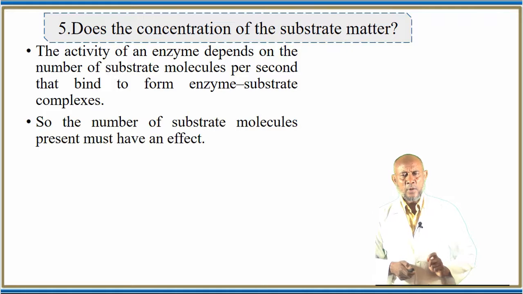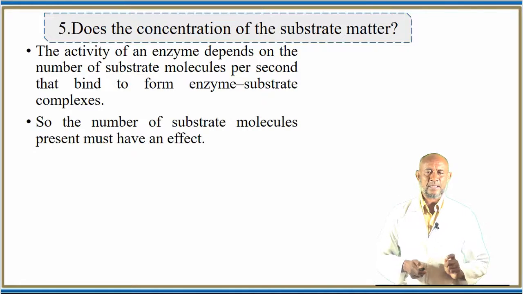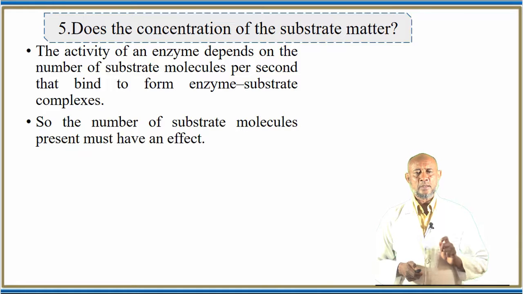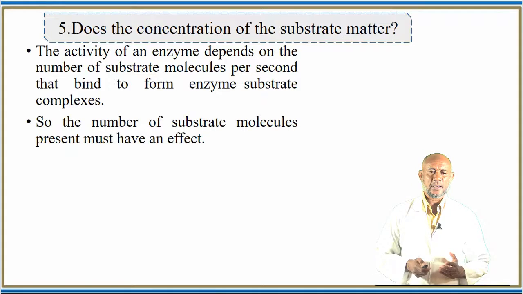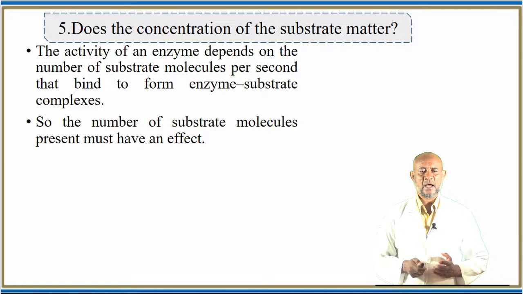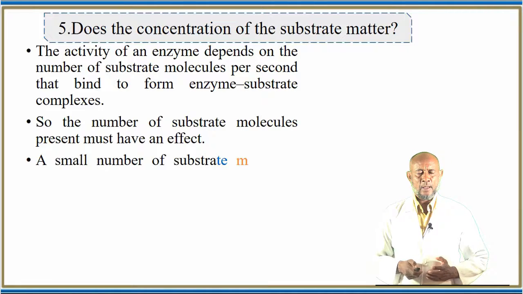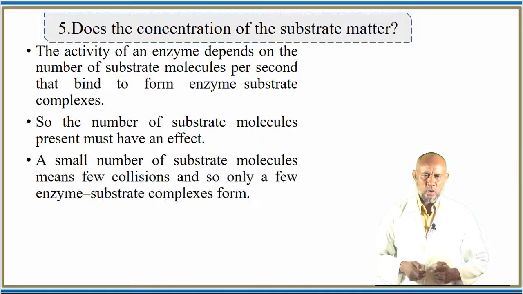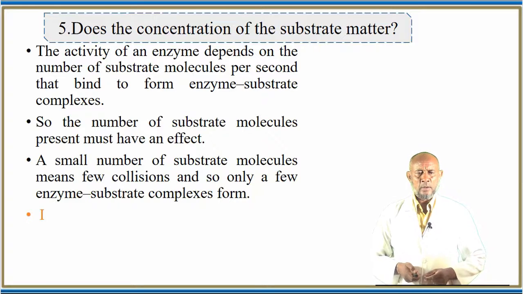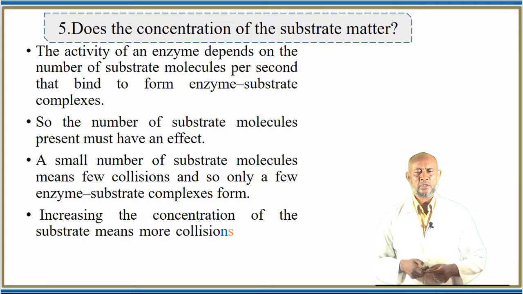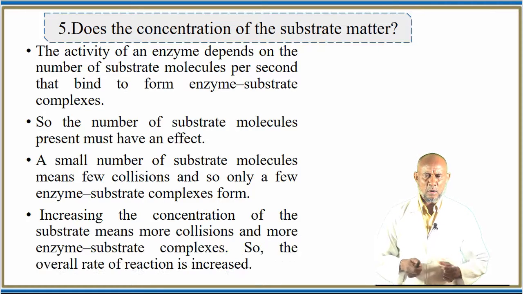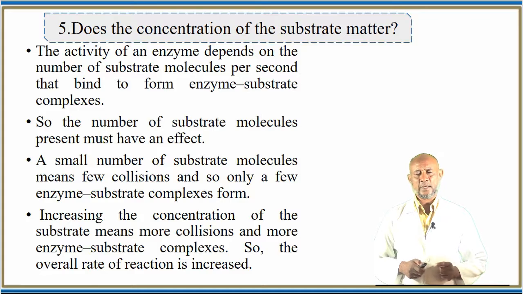So the number of substrate molecules present must have an effect. Okay? The number of substrate molecules present in that environment must have an effect. A small number of substrate molecules means few collisions, and so only a few enzyme substrate complexes form. Increasing the concentration of the substrate means more collisions and more enzyme substrate complexes are formed. So the overall rate of the reaction is increased.